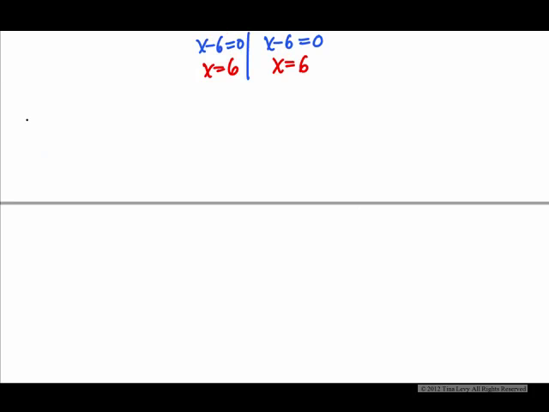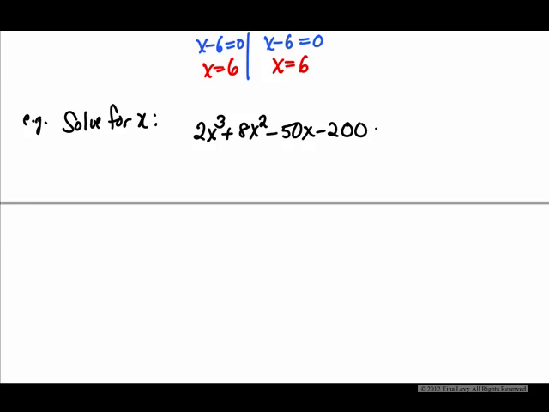For this example, solve for x. We're going to have 2x cubed plus 8x squared minus 50x minus 200 equals 0. The key for these problems is it's all in the factoring. So first step, I have a greatest common factor of 2. I'll factor that out. It's like dividing it out.